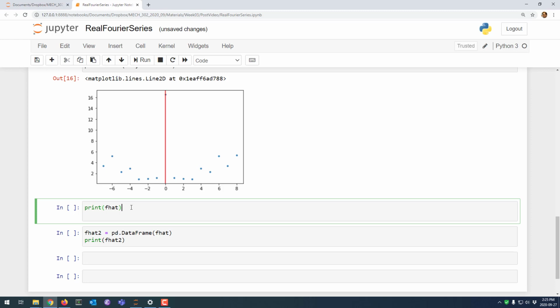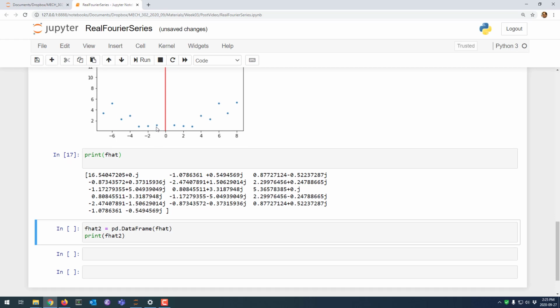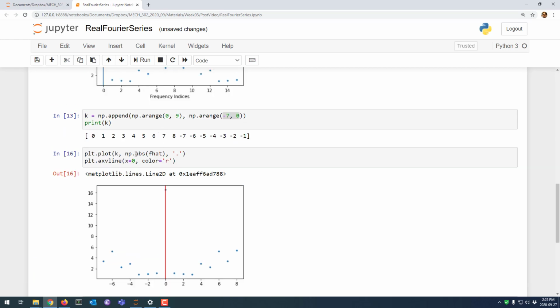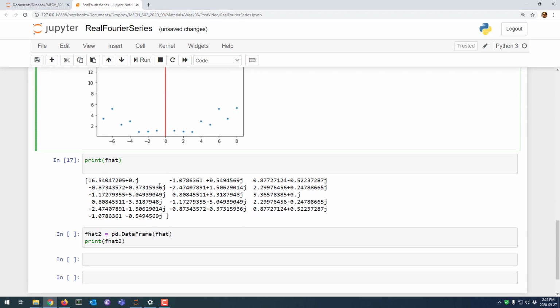If we look at our F hats, we see, remember, we're only plotting the magnitudes. We're plotting the absolute values of F hat, but maybe it's just the magnitude that's the same. There's something else going on. Well, it's not just the magnitude.